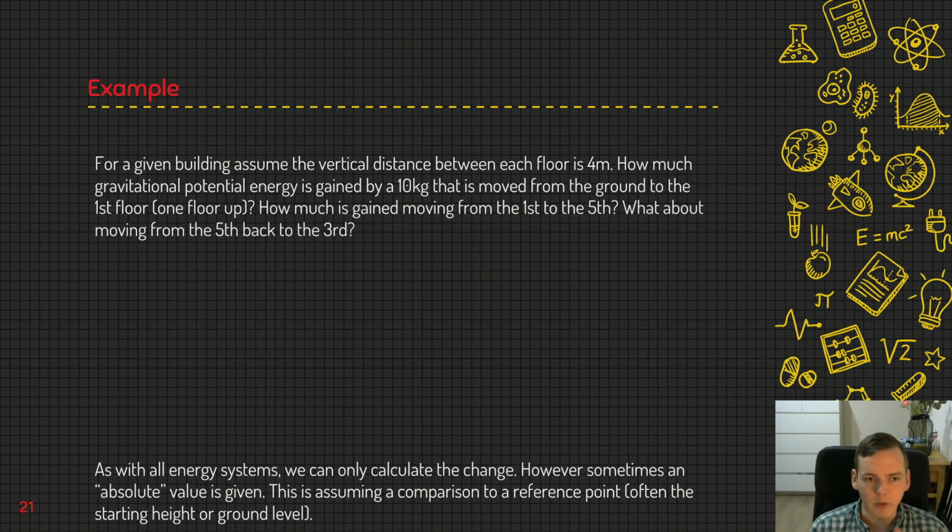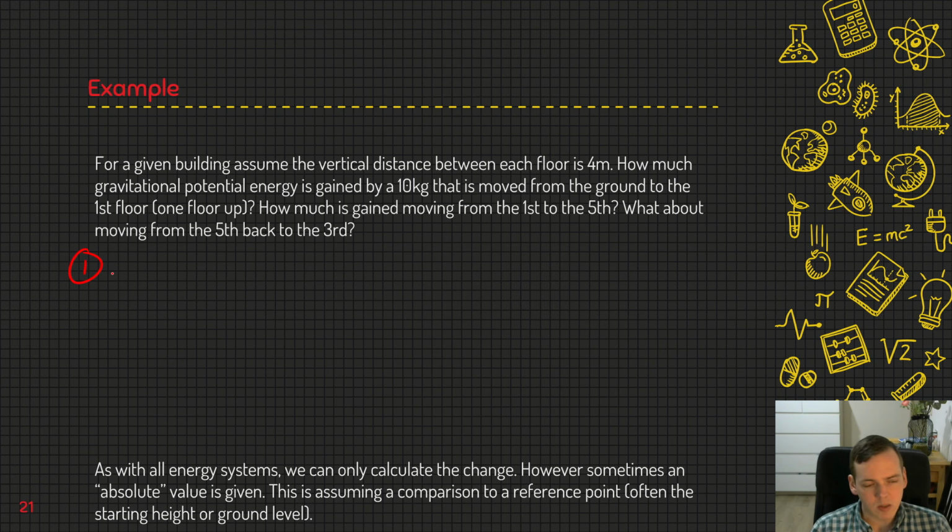So here's an example. For a given building, assume the vertical distance between floors is 4 meters. How much gravitational potential energy is gained by a 10 kilogram box, or book, or whatever you want it to be, that is moved from the ground to the first floor, 1 floor up? How much is gained from moving from the first to the fifth? What about from the fifth back to the third?